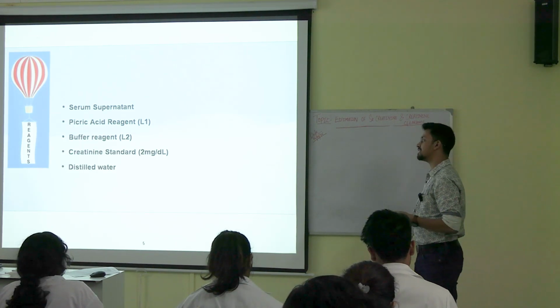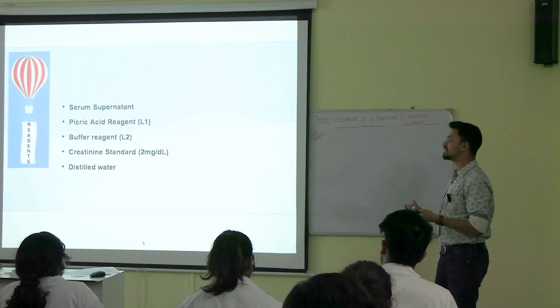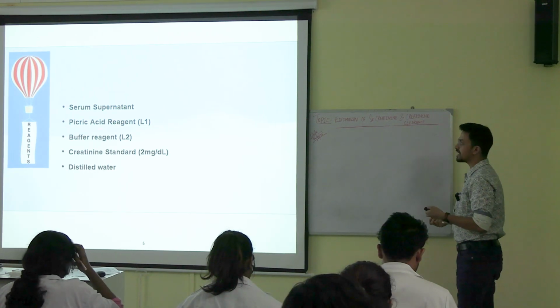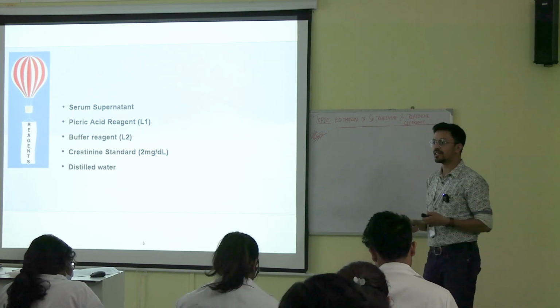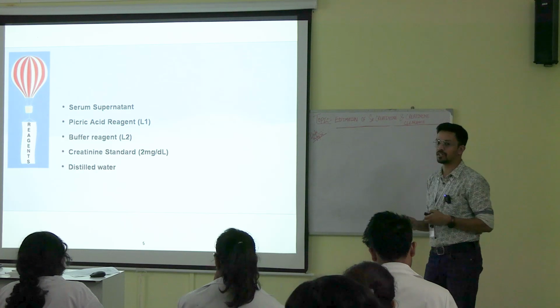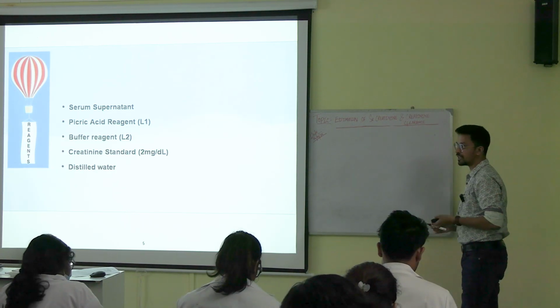Second thing is the picric acid reagent, that is given inside your kit. Once you go to the lab, you can see that these kits are already given to you. Picric acid reagent, buffer reagent, that is L2, creatinine standard. What is the creatinine standard? Concentration is 2 mg per deciliter, okay? And distilled water. These are the reagents that we will be using.